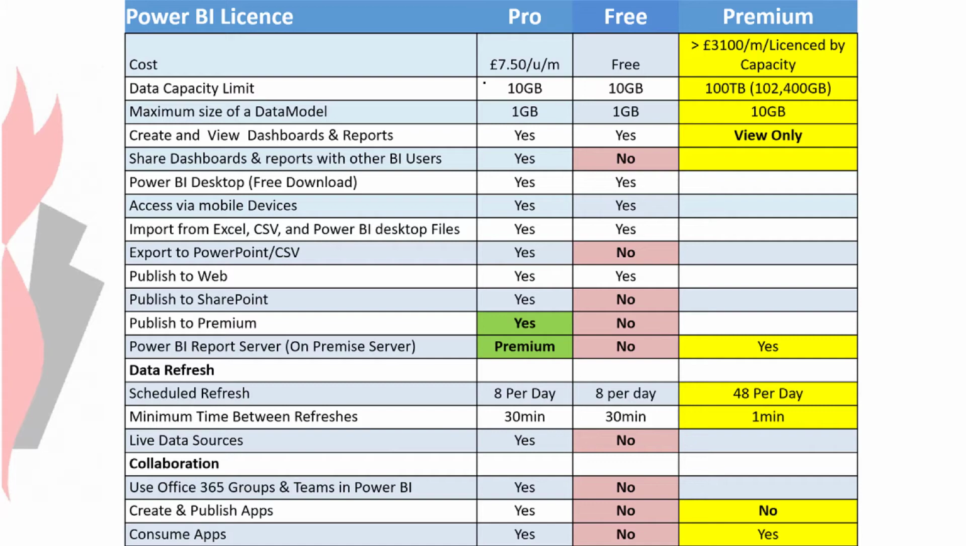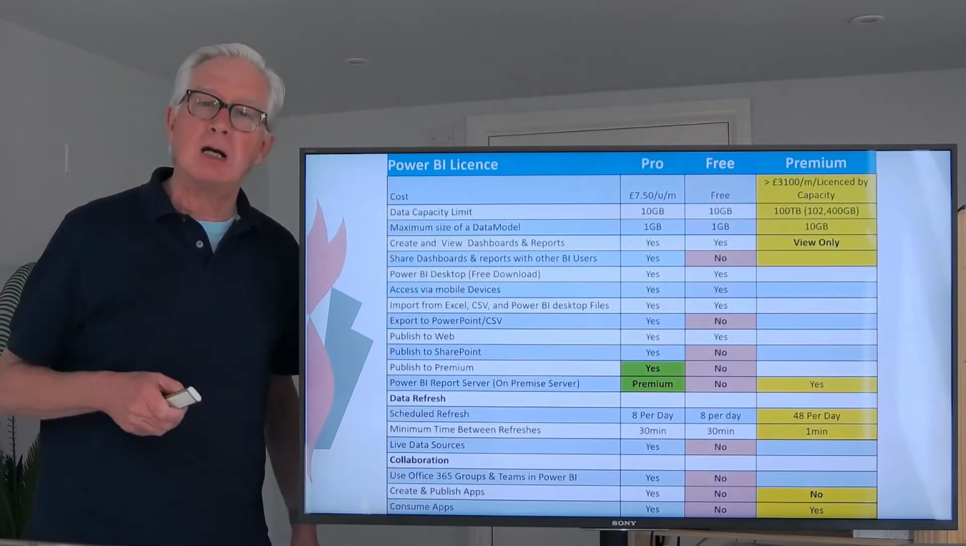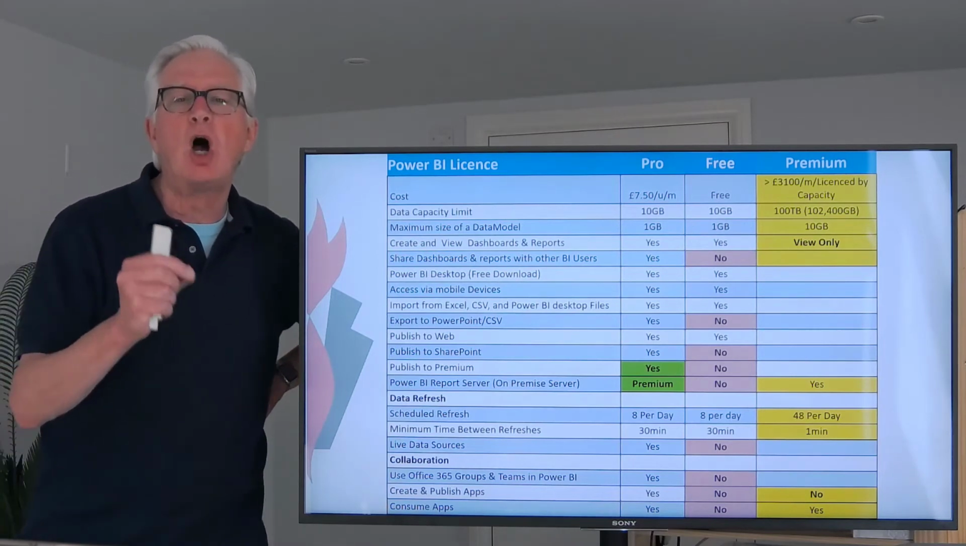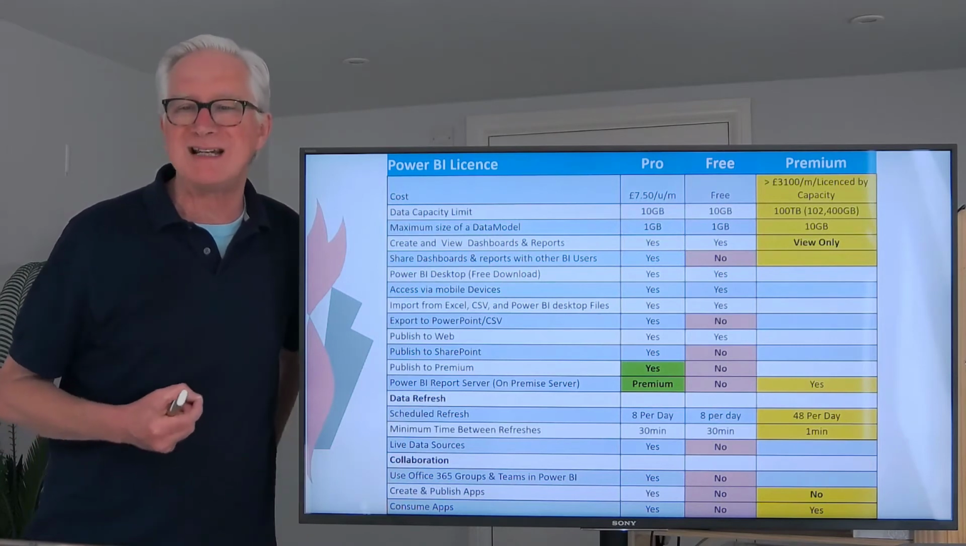You get a staggering amount of data storage. You get 100 terabytes of data storage in the cloud, and your data models can be a lot larger, 10 gigabytes for a data model size. But the issue with the premium license is it's a view-only license. It's a license that enables others to view the data.